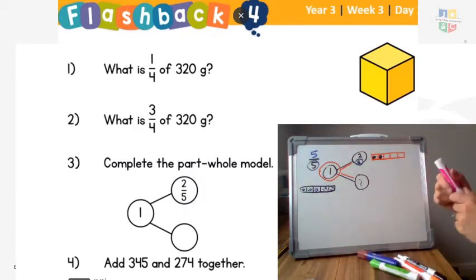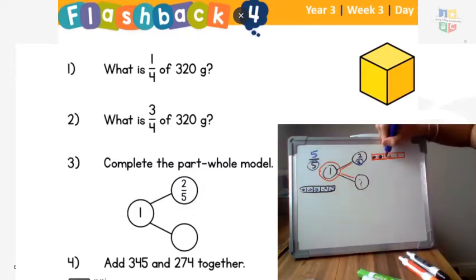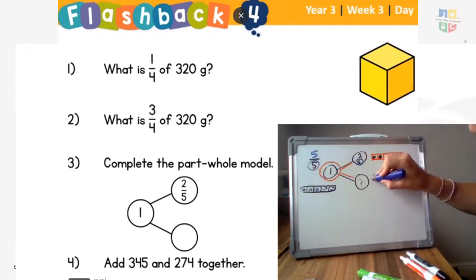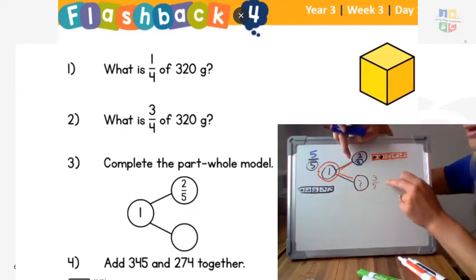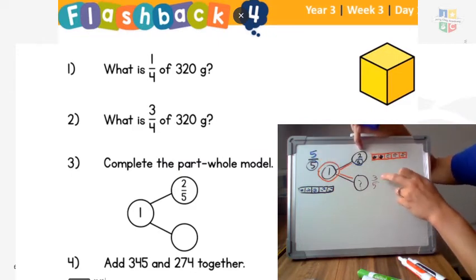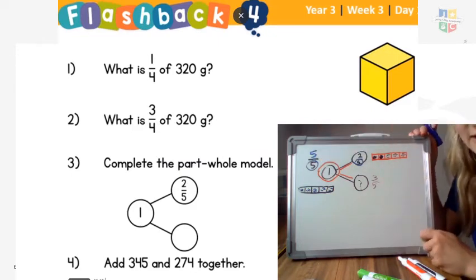So if I work out how many I've got left over, I have got 1, 2, 3. So I've got 3/5 left over because if my denominator stays the same, 5 and 5, if I add 2 and 3, I would equal 5.